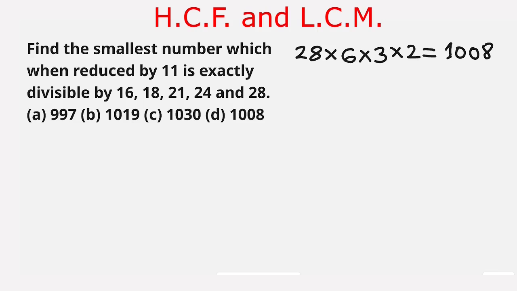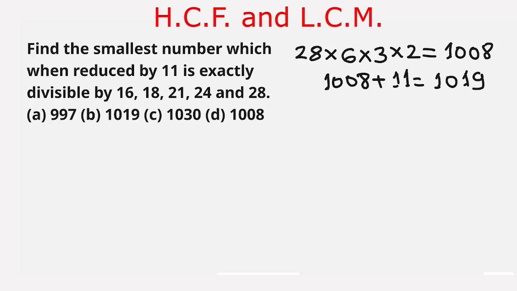Now we have to add 11 to it. So this will be 1008 plus 11 is 1019. Now this number is the required number, which when divided by 16, 18, 21, 24 and 28 leaves remainder 11. So if we reduce 11 from 1019, we get 1008, which is exactly divisible by the given numbers.